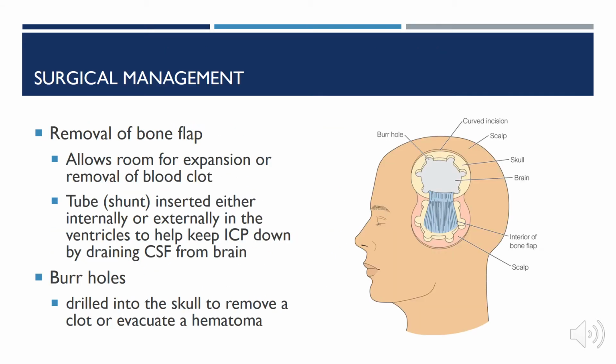Surgical management sometimes is necessary to help our patients. They can do a removal of a bone flap. Okay, so they do this to help expansion and get some of that pressure out. They can also go in and pull out the clots that are causing issues. They can do shunts, and these can be internal or external to help keep the ICP down by draining the excess CSF. And then burr holes are done. They're just drilled into the skull to remove a clot, or they can evacuate a hematoma. And you can see the little holes around that star-shaped looking scalp flap there.